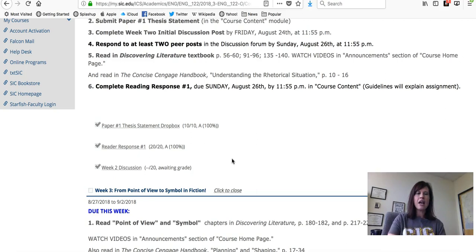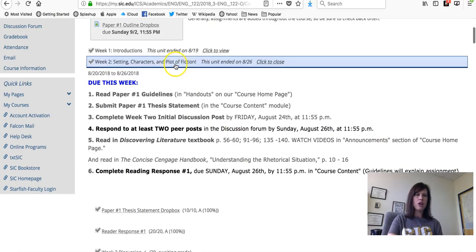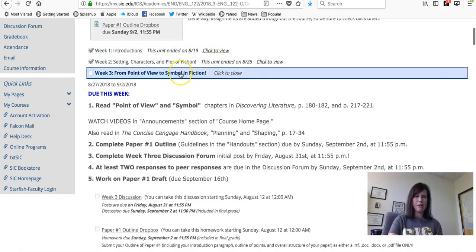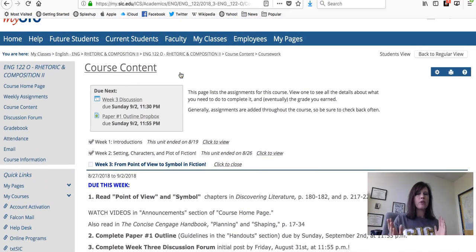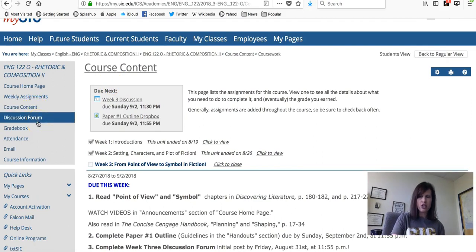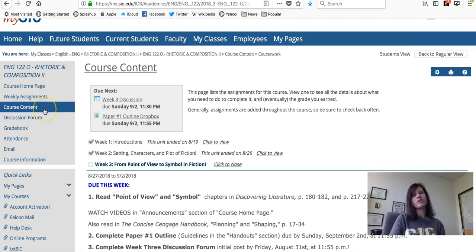So that is a helpful tool to keep you on top of your assignments. And I just really like how course content sets it up. And then you can always click to close here, and it minimizes that week that's already done. So if I were you and I was checking my assignments each week, I would look at course content and then obviously the discussion forum to do my posts. But you can use weekly assignments, but I just don't like the layout of it as much as course content, and I don't think it's as helpful in making sure you remember what you've done and what you haven't done for the class than doing the course content tab.